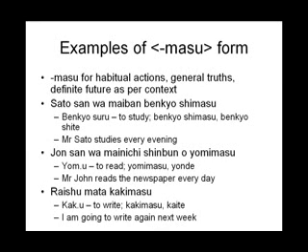Let us look at the first example. Sato-san wa maiban benkyou shimasu. The verb used here is benkyou suru. Suru is the plain form of shimasu. It is used with many nouns and noun forms to indicate action related to them. Benkyou means study. Benkyou shimasu will be to do study or to study. Benkyou shimasu is the masu form of the same meaning as the plain form. Benkyou shite is the te form.